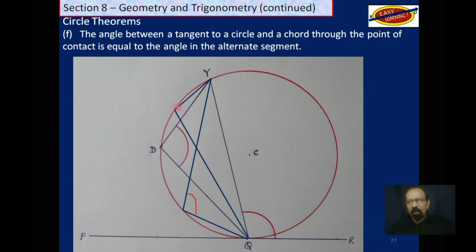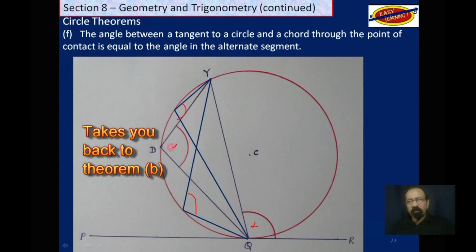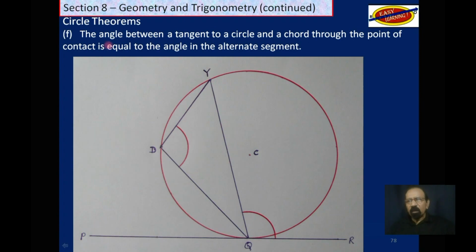And of course, another point here will also be equal to this. But for another reason now that we have that one, those three are equal to each other because they are all angles on this same arc, on this same chord. So the angle between a tangent to a circle and a chord through the point of contact is equal to the angle in the alternate segment.